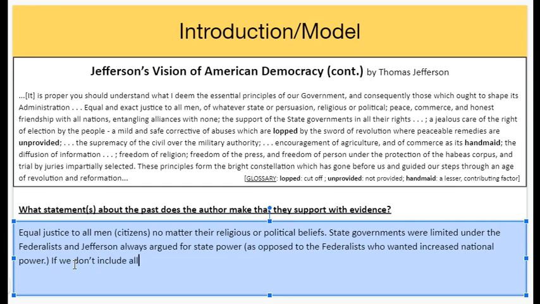If we don't include all citizens, they will get frustrated and we may have revolution. That's his proof from France.